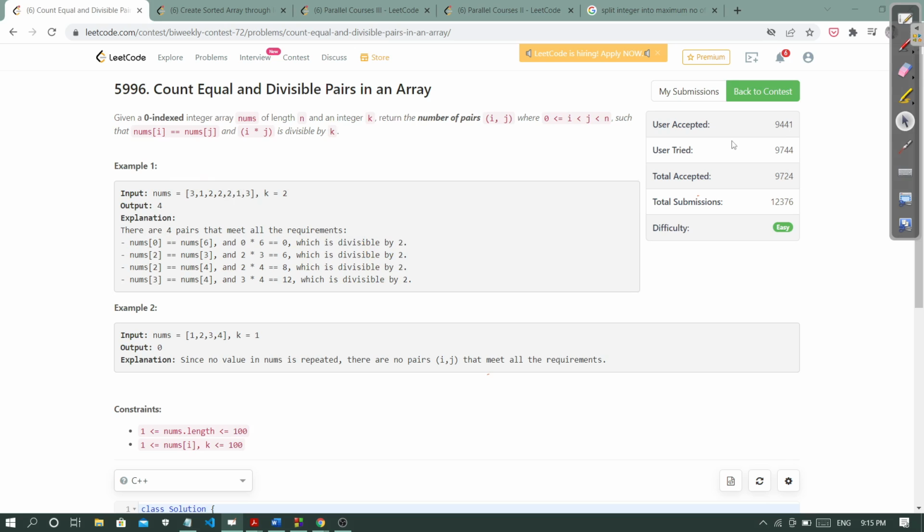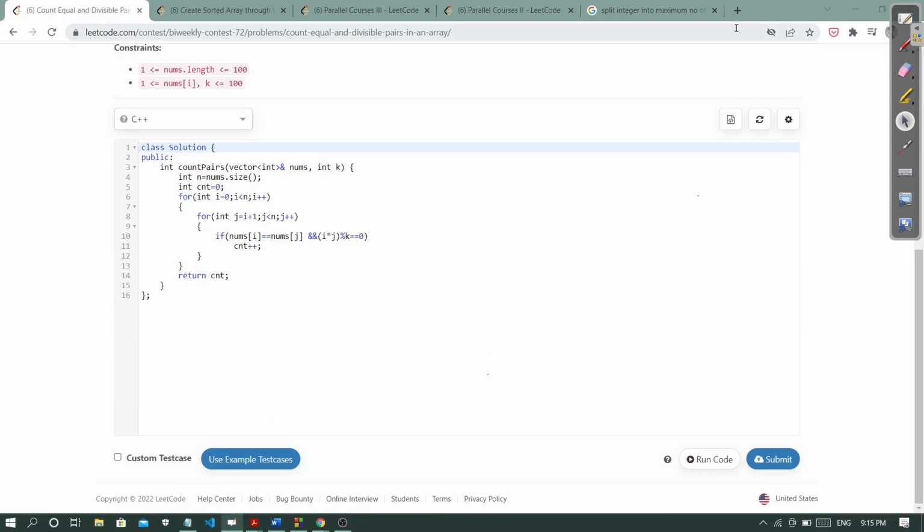Our code will be very similar, because we have to generate all possible pairs. First take n, the size of the vector, and take a count variable initially 0, and in this for loop we generate all the valid pairs. For each i, we start j from i plus 1 till n. Whenever both nums are equal and this condition is satisfied, we increase the count value, and after that we return this count value.